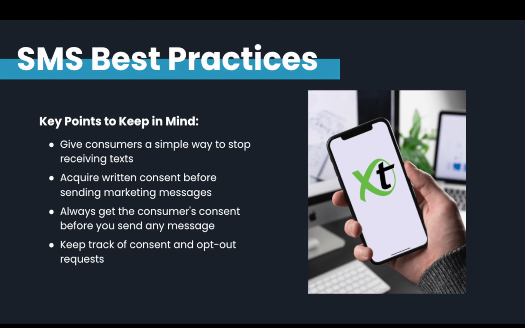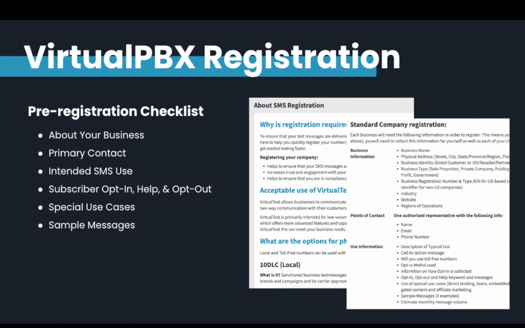Now that we've gone through the best practices and just an overview, let's look at VirtualPBX registration. To register your business, you'll need to provide some basic information about your business, such as your business name, typically the legal identity name, your contact information, information that can easily be verifiable, not a general inbox type of contact detail. And then, of course, your intended use case. How do you intend to use your business texting?